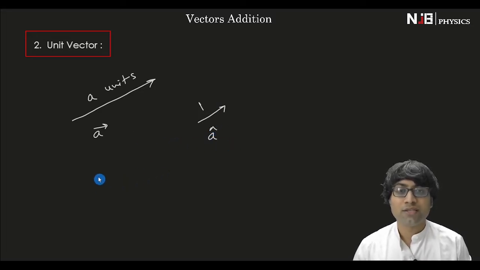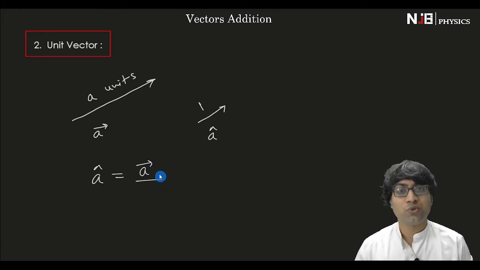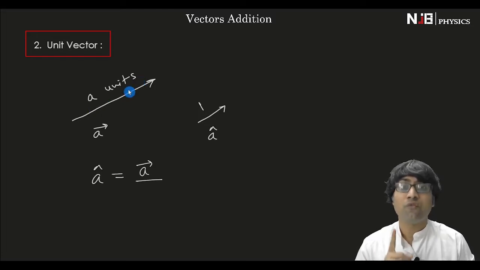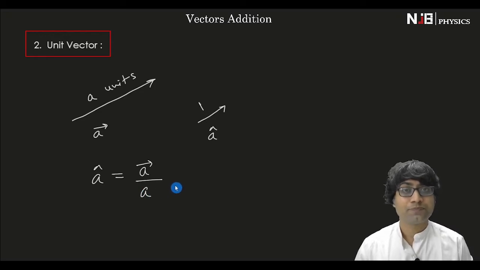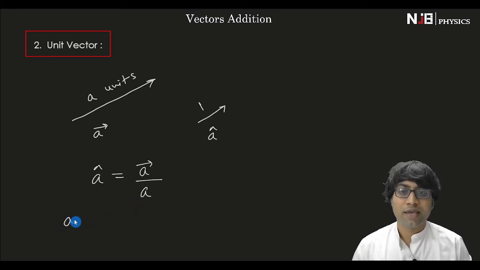So how do we get this? Basically, this a cap, which is the unit vector in the direction of a vector, is equal to a vector divided by its own magnitude. The magnitude of a vector is a units. So if you divide a units by a units, you are going to get 1, and you're not going to get 1 unit. So you must remember that a cap is equal to a vector by a, and this a cap is a vector which is a unitless quantity. So we can write it over here that a cap is unitless.